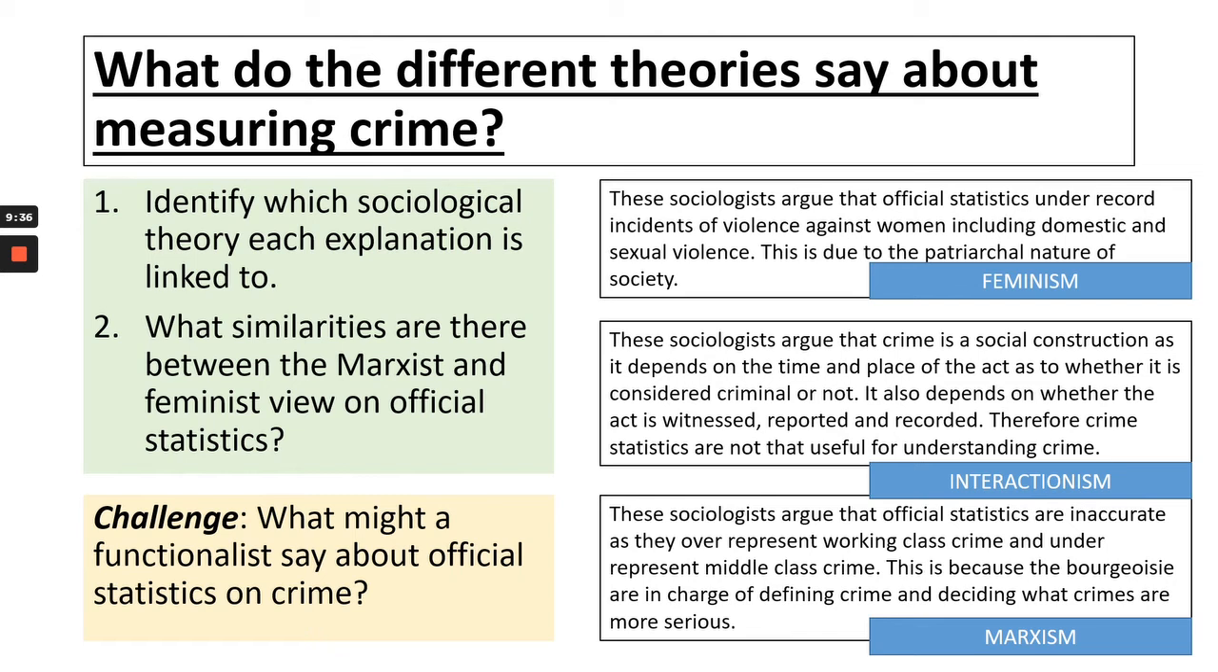But obviously we can also say from a Marxist perspective that the reason why the police don't target those crimes is because they are crimes that are more likely to be carried out by the bourgeoisie. And so the bourgeoisie use their power to make the police focus more on working class crimes.